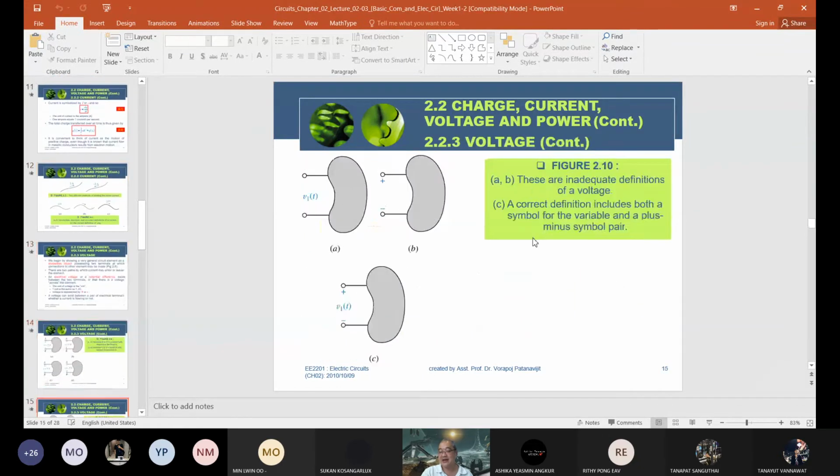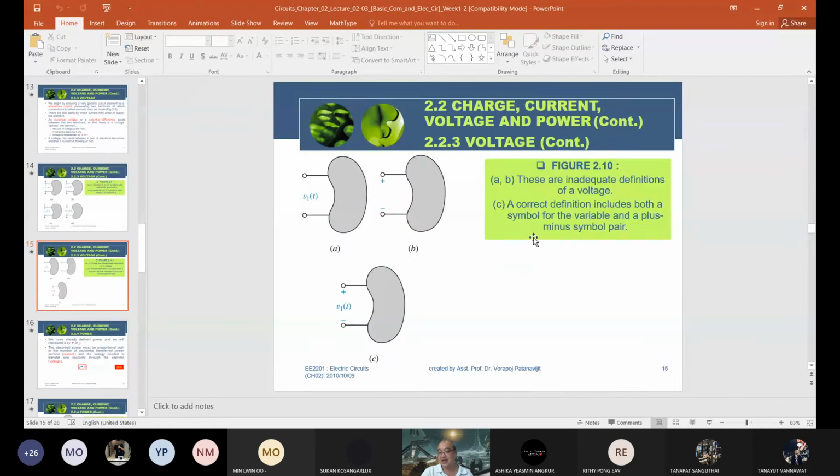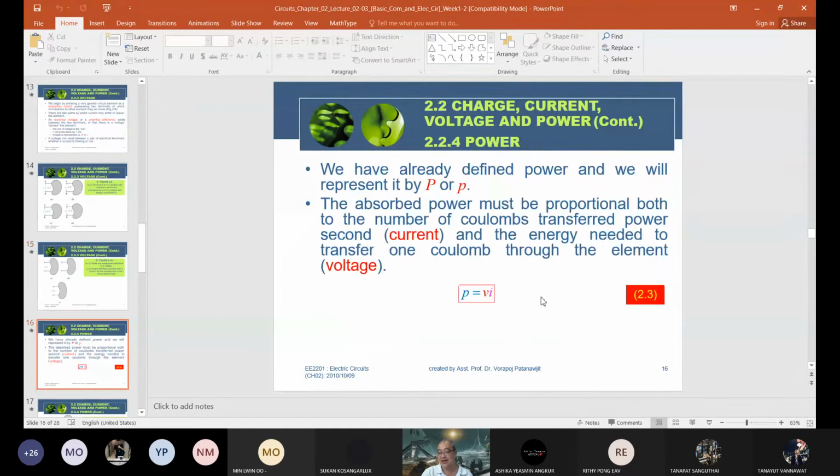Next one is the voltage. You know how to define the voltage, plus and minus, everything clearly, before you apply KCL or KVL. You know the current and you know the voltage, so you can find the power P equal to IV. And the unit of the power is what?